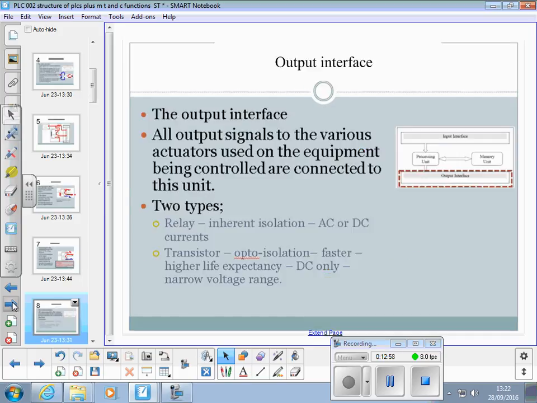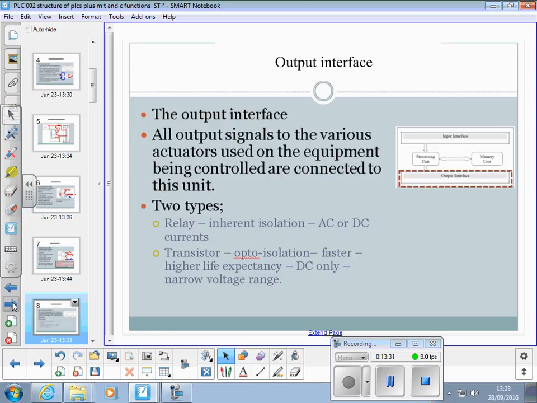Output interface. The output interface is the other half of the PLC's interaction with the outside world. It takes the information from the processor that an output needs to turn on or off, and it acts on that. So it will turn motors on and off, lights on and off, valves on and off, and so on.